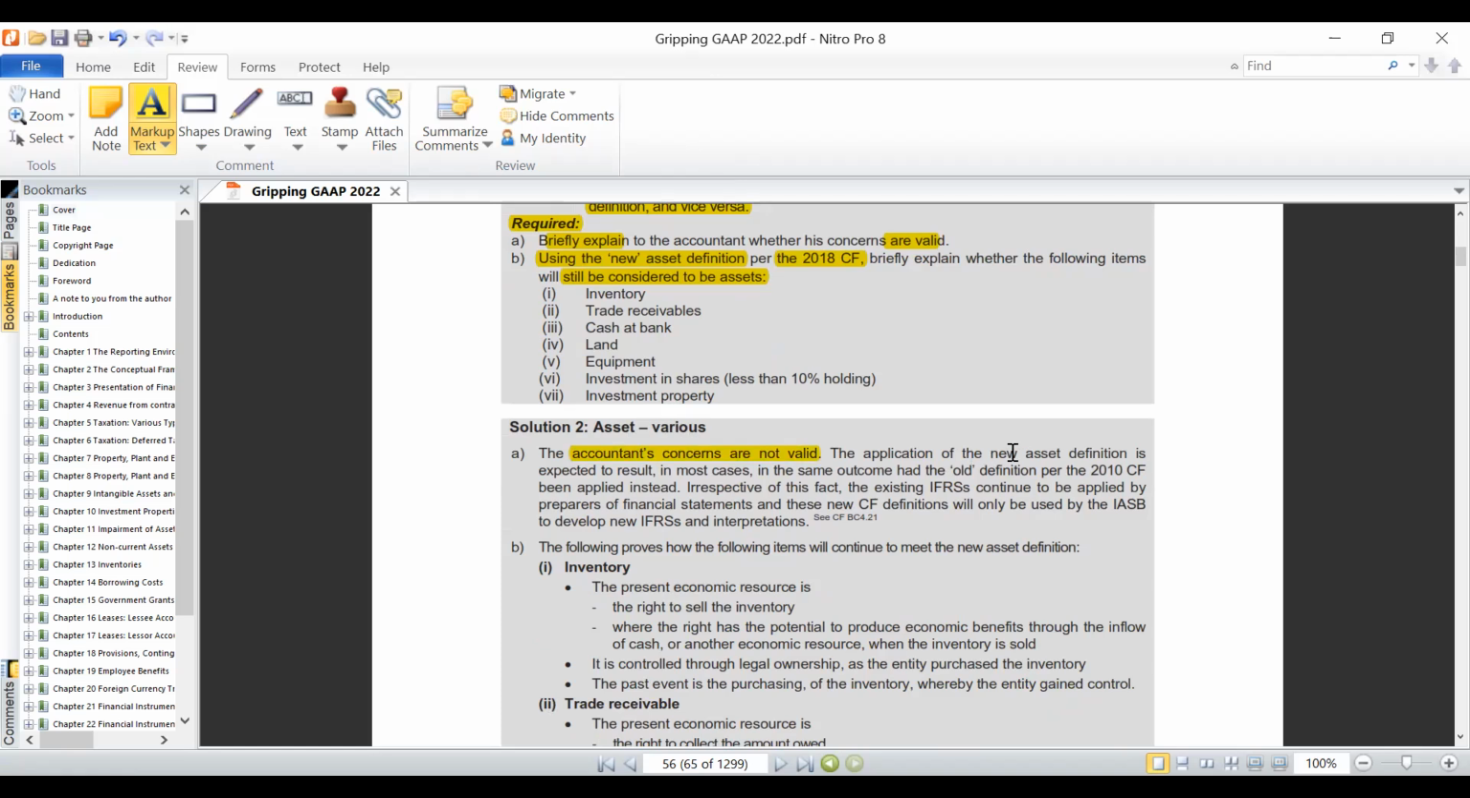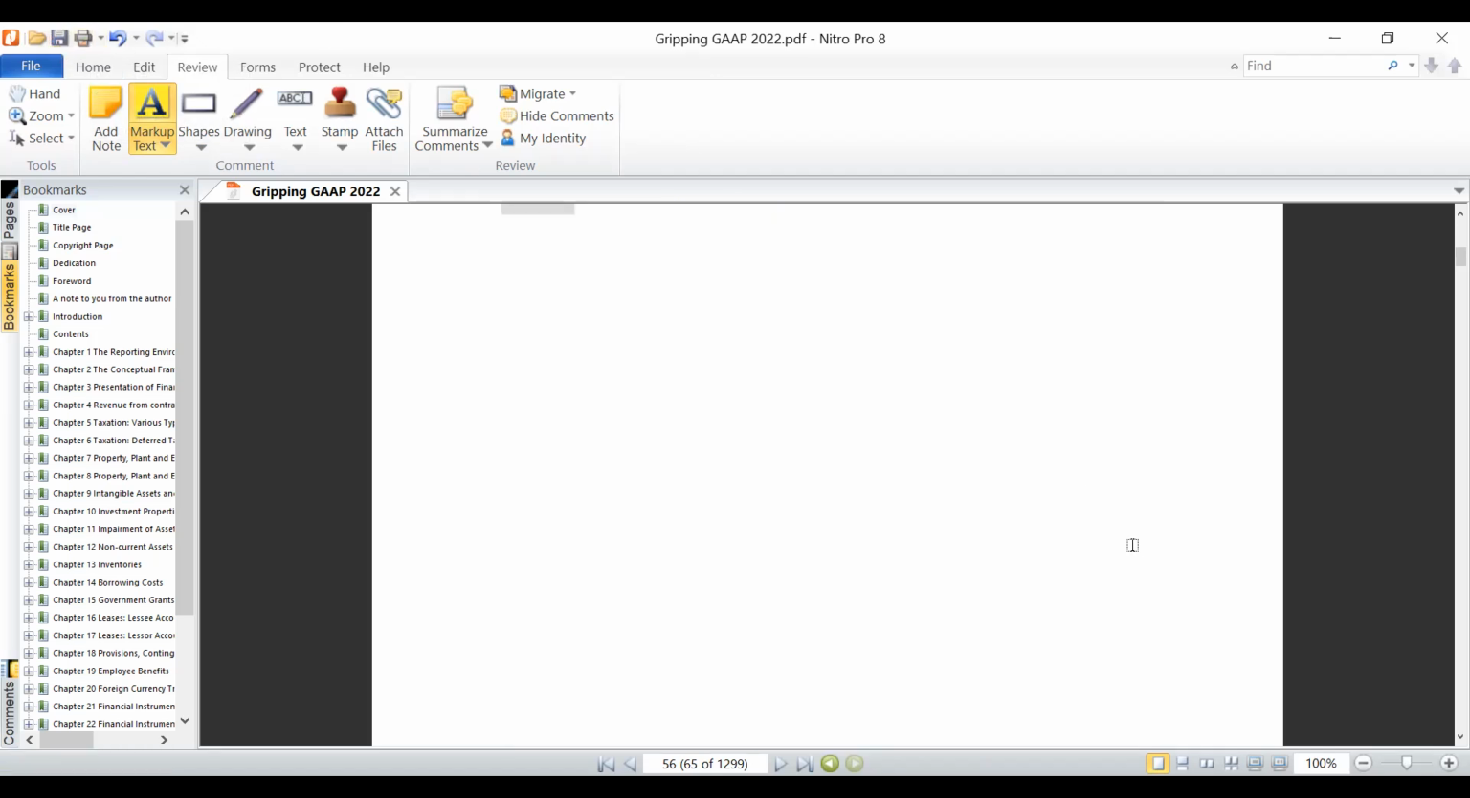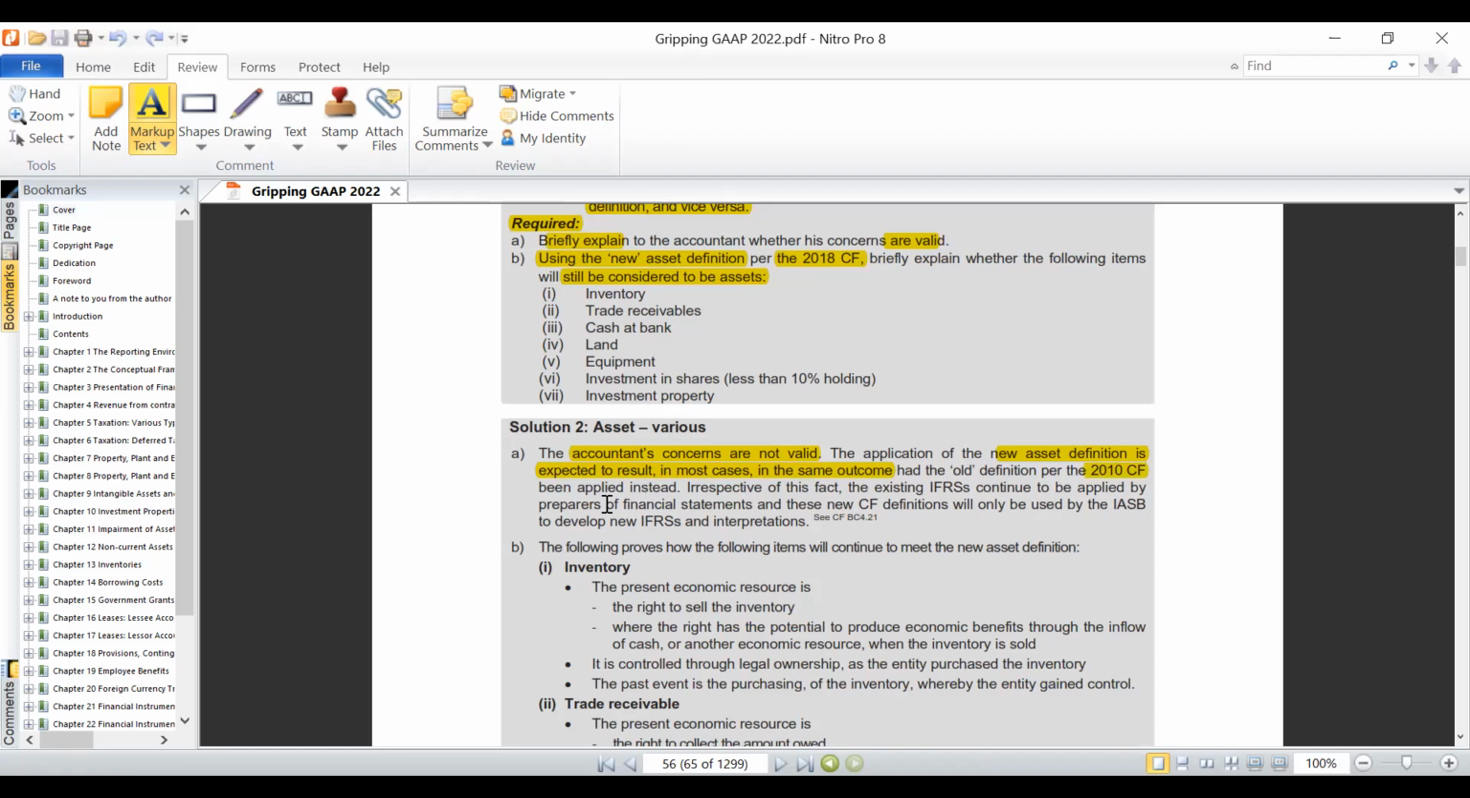The application of the new asset definition is expected to result in most cases in the same outcome had the old definition been applied. So when I was doing this module, that was after 2010, obviously. So the definition we are applying was this one for 2010, because I did this in 2015. Right? So obviously we use the old definition. That's why I had to update some notes here and all, so that at least we align to the most recent ones that you guys are using. Right? So obviously the concern of the accountant is invalid.